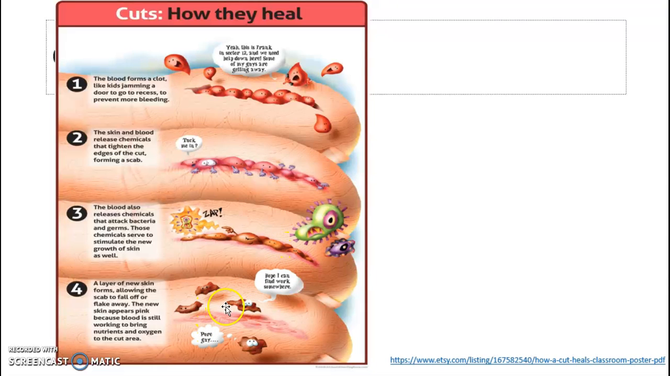And a layer of new skin forms, which allows the scab to fall off, or they just flake away, and the new skin will appear pink, because blood is working to bring nutrients and oxygen to the area. So this is a bit on cuts, and this is only partially relevant to our talk today.